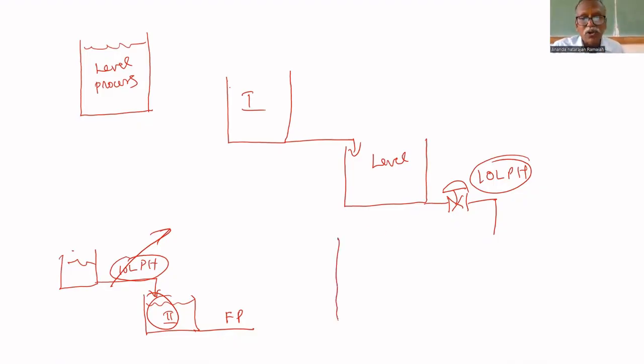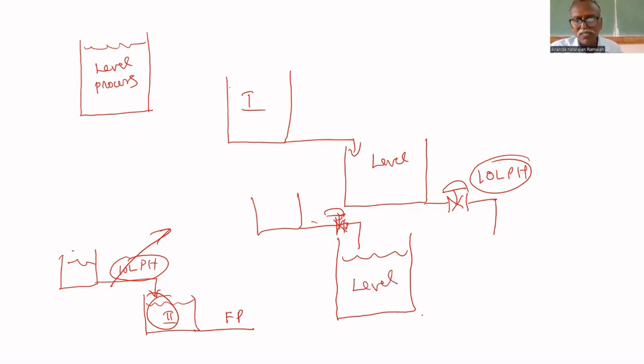Another way is they can keep the level constant. From here, they can adjust the inflow rate so that the level will be constant. If the level is constant, the outflow rate will be constant. You can notice at your home, if the tank is full, you will get the maximum flow rate in your tap. If the tank is almost empty, you will get less flow rate. So depending upon the level, you will get the flow rate. If you maintain the level constant, the flow rate here will be constant.